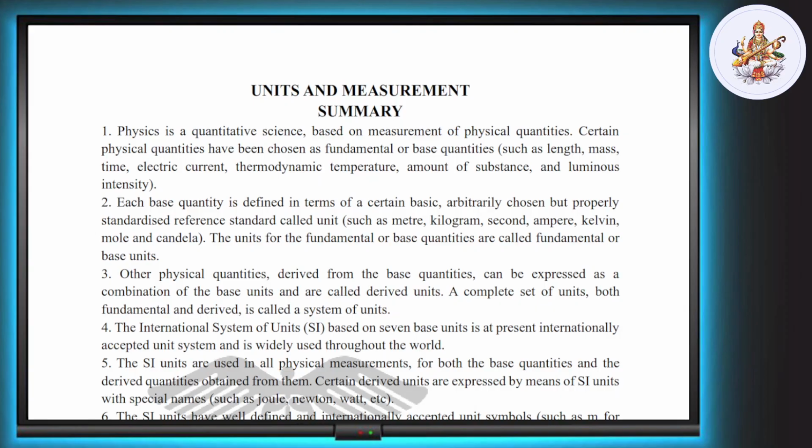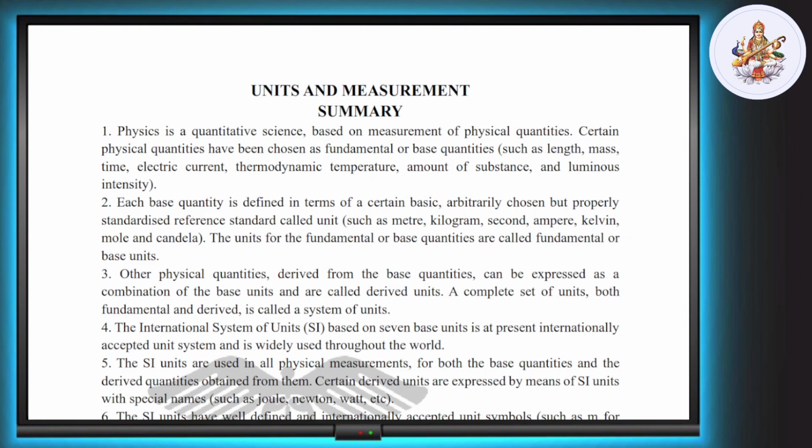3. Derived units. Now, what about other physical quantities like speed, force, or energy? These are not fundamental, but are derived from the base quantities. For example, speed is derived from length and time. So, its unit is meter per second. These combinations of base units form what we call derived units.